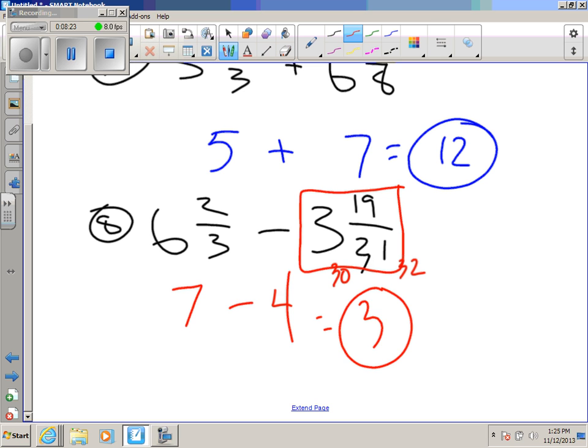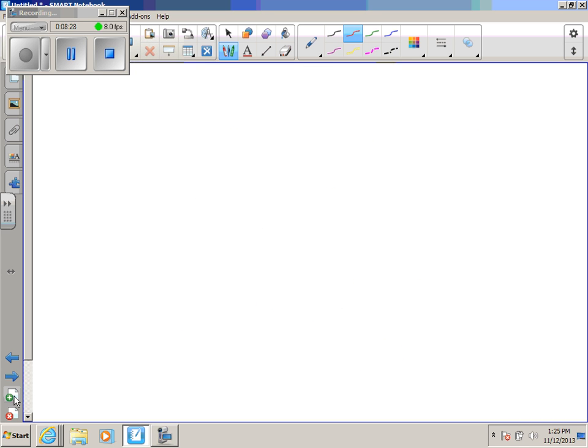Okay? Numbers 9 through 16. Number 9, 1/8 plus 3/8 equals how many eighths? 4/8, which equals what in simplest form? Half. Good. So number 9 is half.